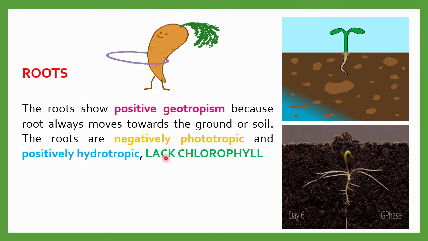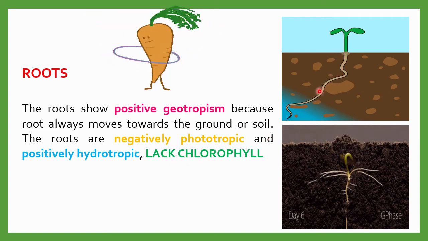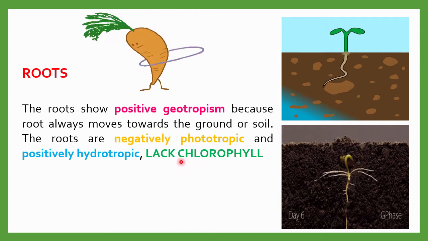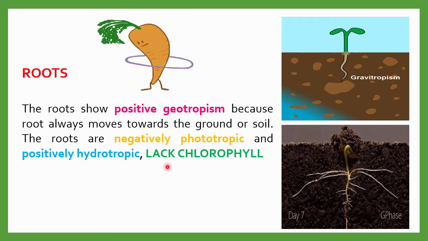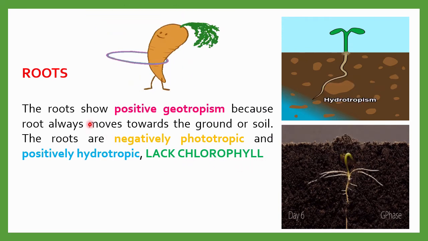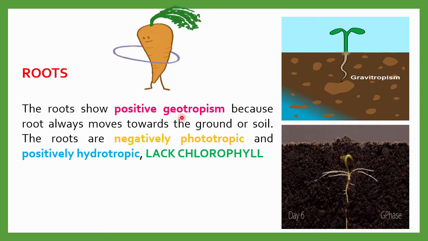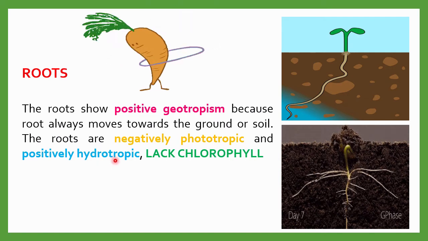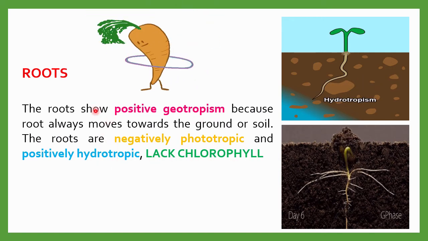Here you can understand there is an absence of a green portion. The root does not have a green colored portion, and that is just due to a lack of chlorophyll, meaning absence of chlorophyll. So here the chlorophyll content is not present, it is totally absent in this case. Okay, so roots, let me repeat, what are the roots? Roots show positive geotropism, negative phototropic reaction, positive hydrotropism, and lack of chlorophyll. This is the whole definition of roots.